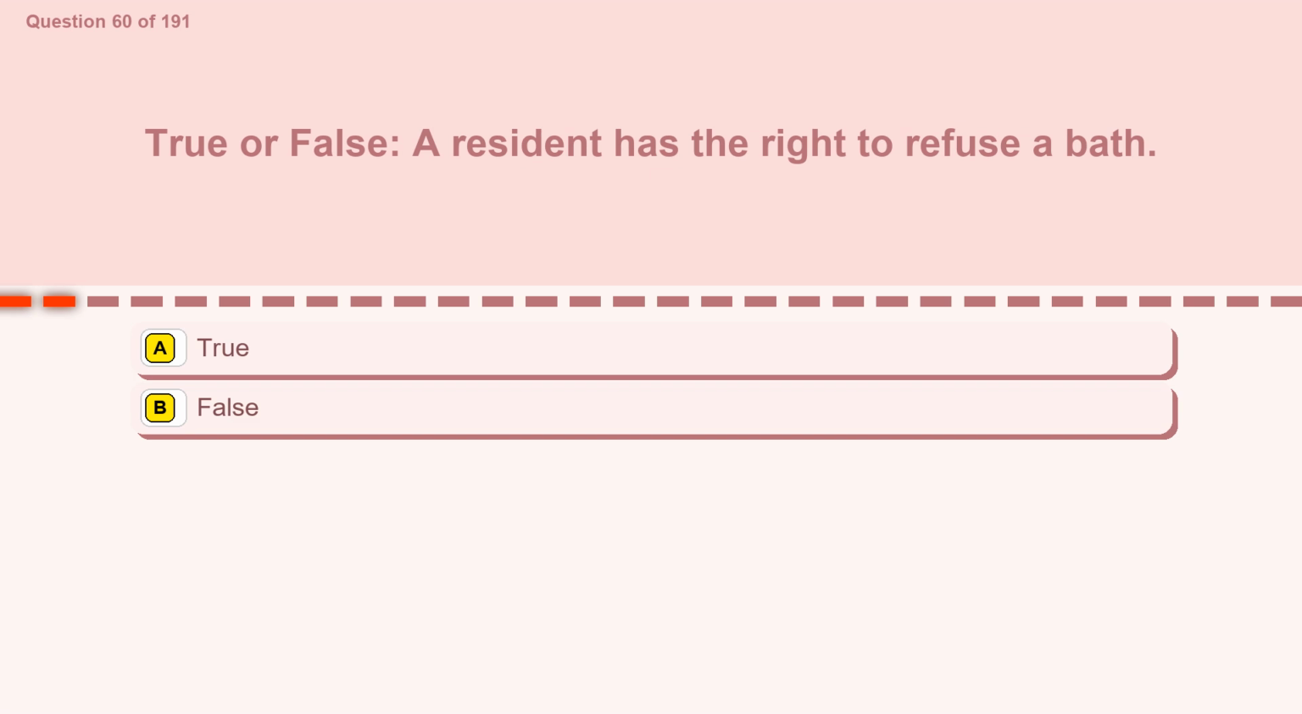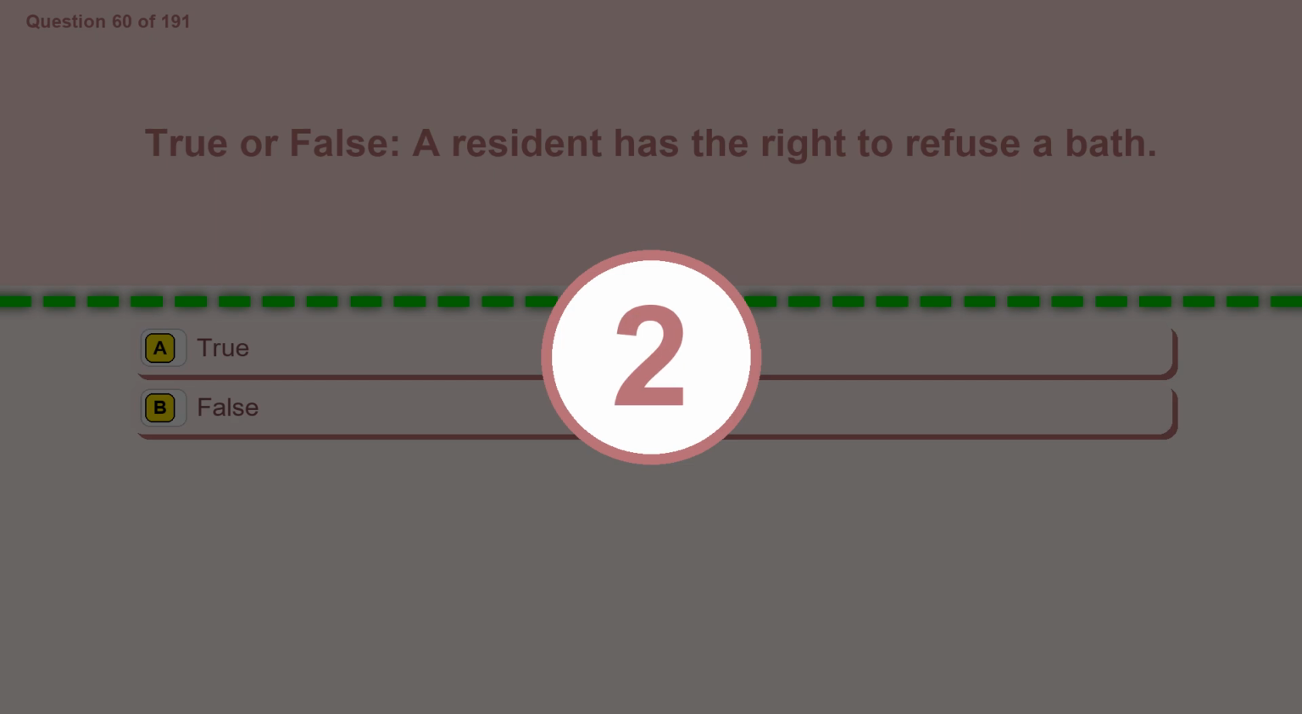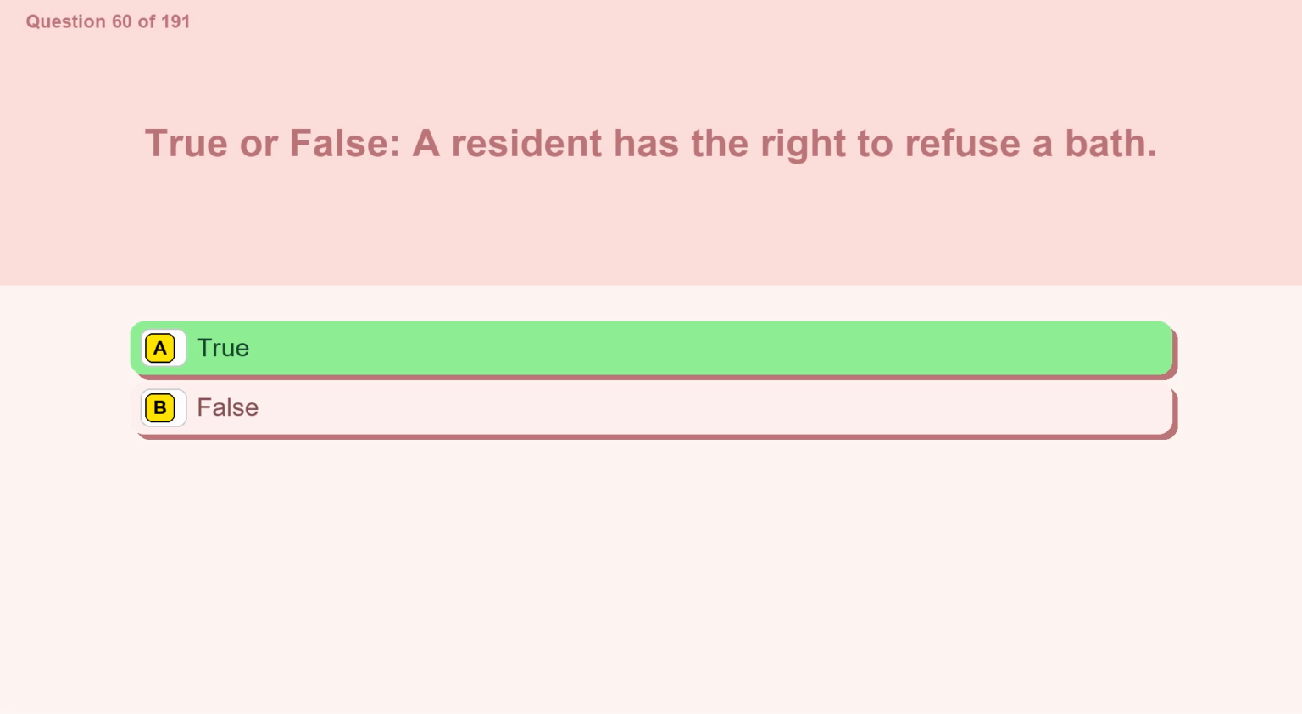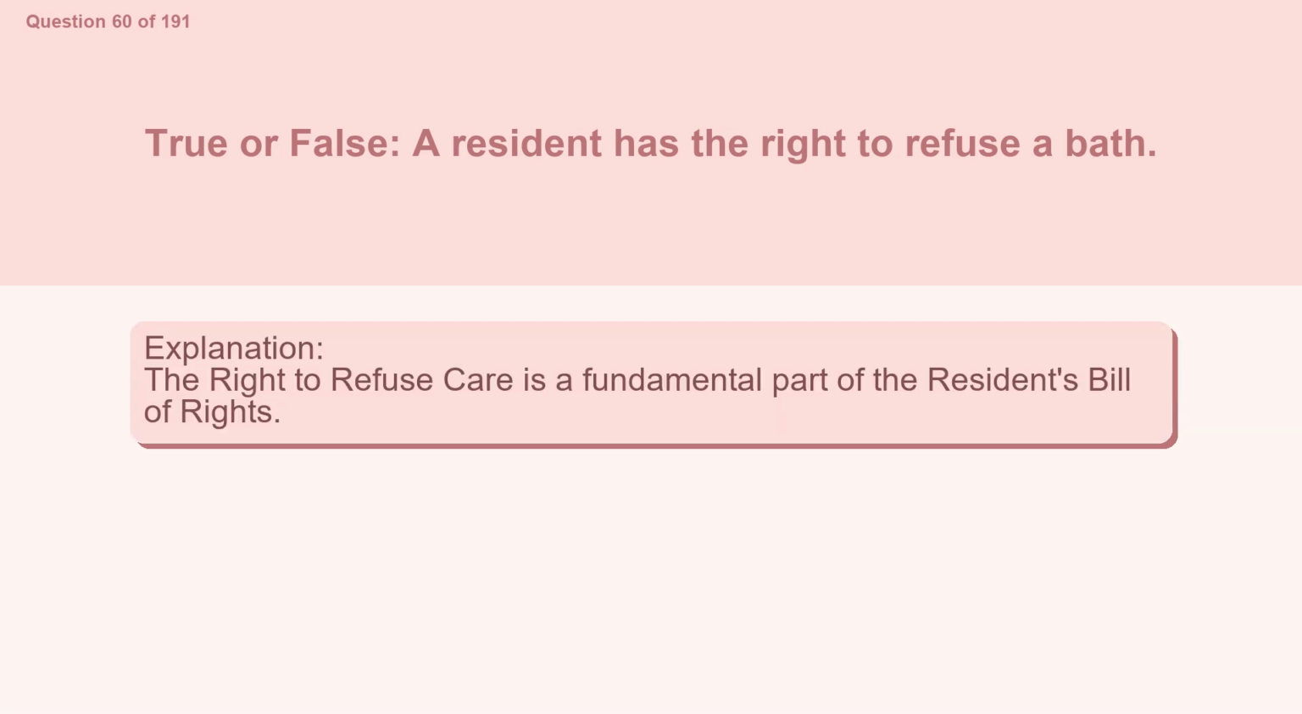Question 60. True or false, a resident has the right to refuse a bath? Option A, true. Option B, false. The correct answer is option A, true. The right to refuse care is a fundamental part of the resident's Bill of Rights.